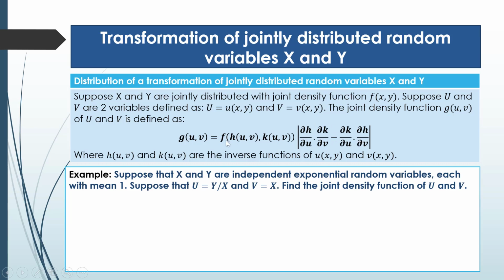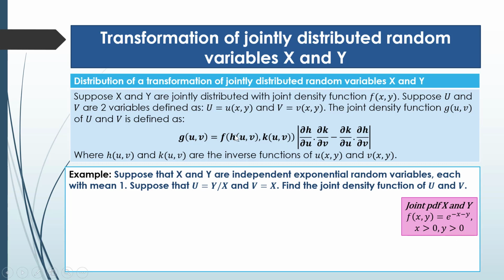So to find f, the joint PDF of x and y, remember x and y are independent, so the joint PDF of x and y is the product of the two PDFs. The PDF of x is e to the negative x, and the PDF of y is e to the negative y. So the joint PDF of x and y is e to the negative x minus y, where x is positive and y is positive. So we have found f.